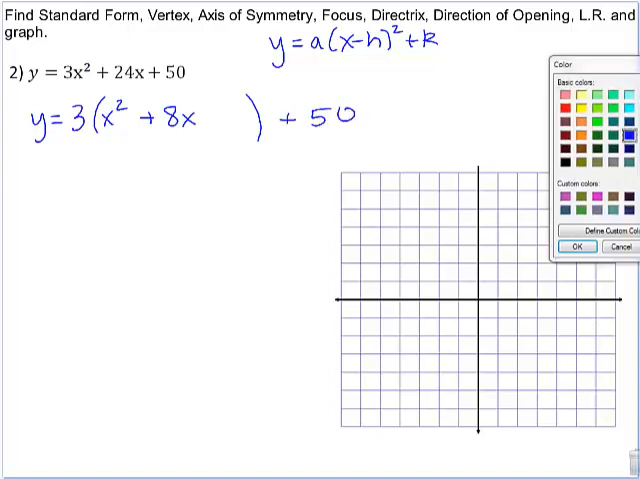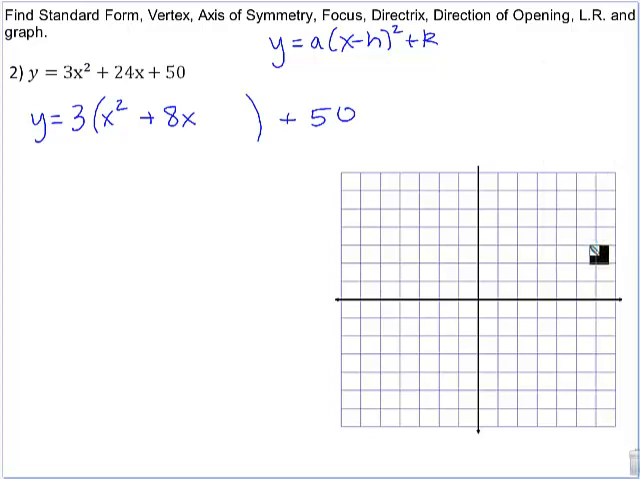Is this starting to look familiar? What's this process called that we're doing? Anyone remember what this is called? It starts with a C, and there's 3 words to it. Completing is the first word. Completing the square, yeah. So we have to complete the square here.